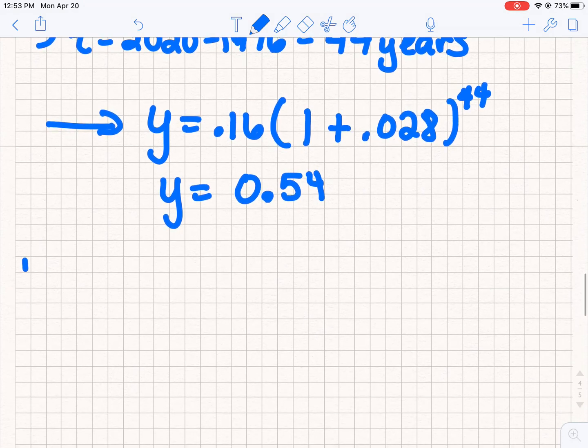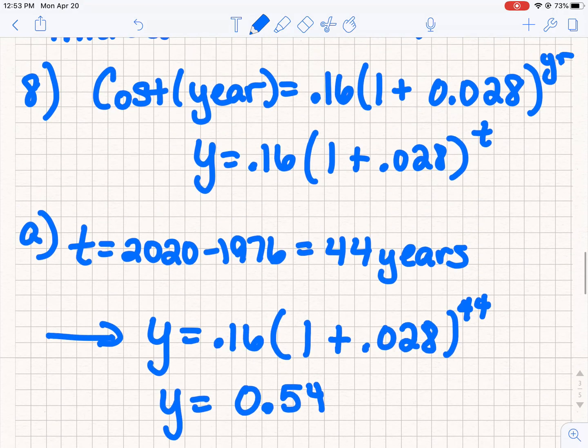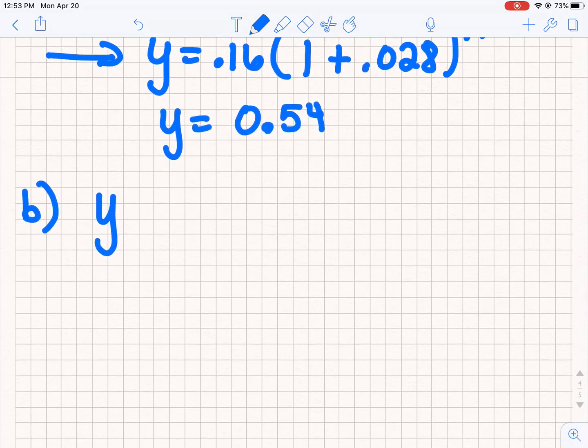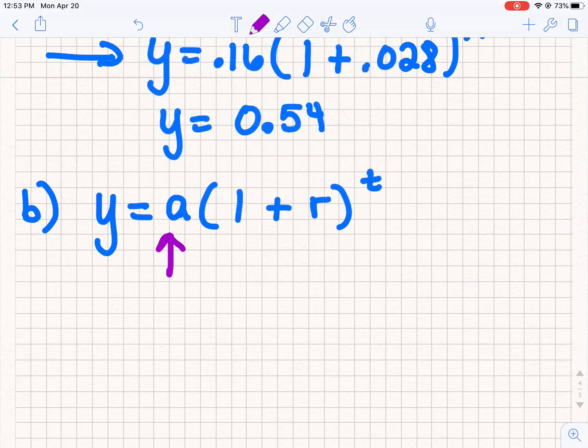Now, part B and C were more about thinking. Part B says, in 1976, what does the model suggest was the cost of a stamp? And then explain your answers. A lot of you lost points because you didn't explain. But you have to go back to what each letter means in this formula. So let's go back to what our original one was before we put any numbers in. And if you remember, or if you actually watched it, here's what A stands for. A stands for the starting amount.